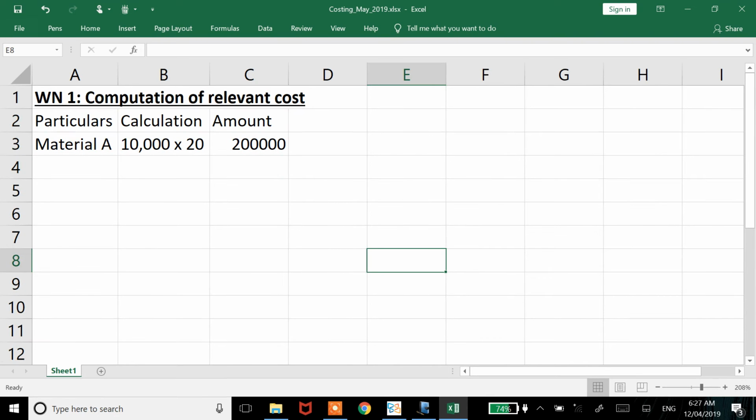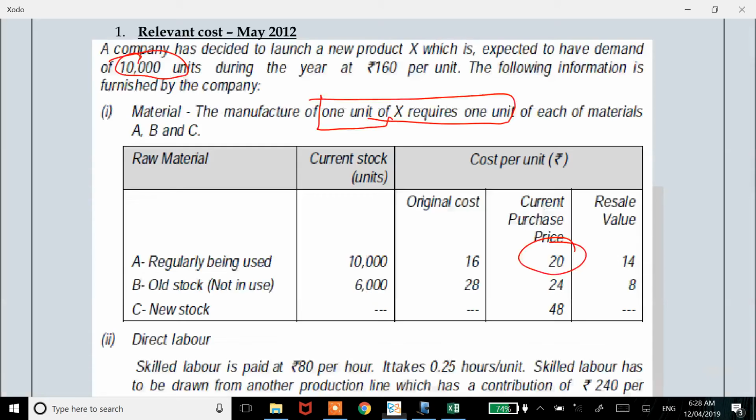Next, material B. Now, do we have material B in stock? It's partly in stock, partly out of stock. For the 4,000 units which are out of stock, it's 24 rupees, which is the current purchase price.